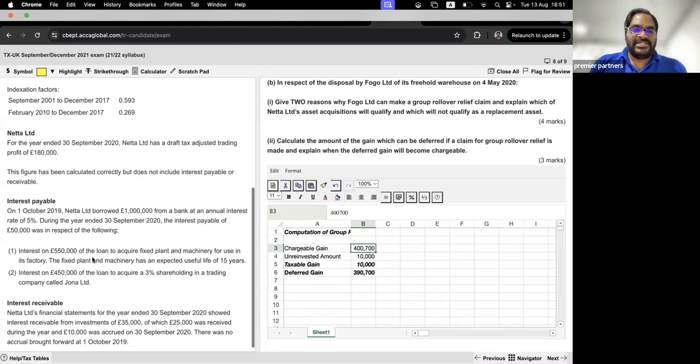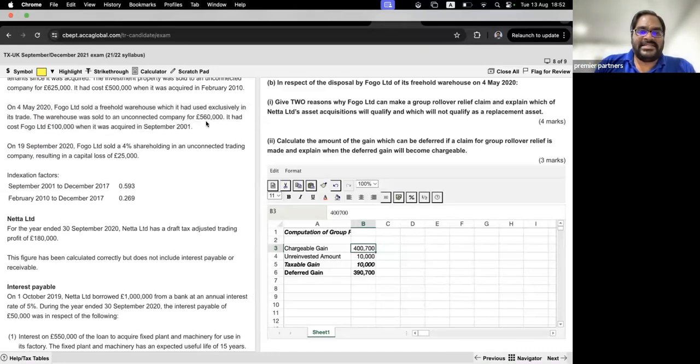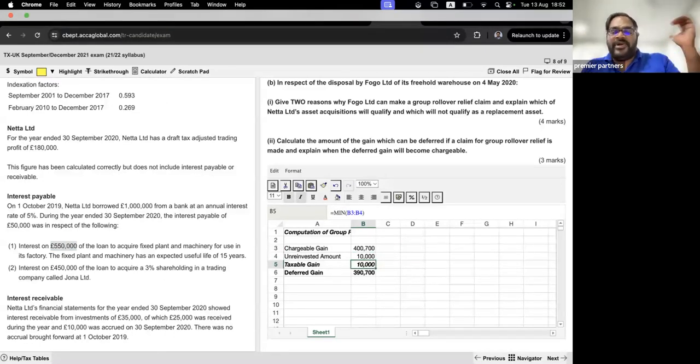I got the chargeable gain, which we already calculated in the previous part, 470,700 pounds. We have received 560,000 pounds. But if we go for this plant and machinery, the reinvestment is only 550,000. That means 10,000 less. So that unrelieved amount we have to consider against the gain. Out of that, we take the lower as the taxable gain. So 470,700, the actual gain, compared against the unreinvested amount of 10,000; the unreinvested amount is the lower. So that will become taxable. The balance part from the gain can be deferred. So that would be 390,700. So Arundhati, your answer was correct.